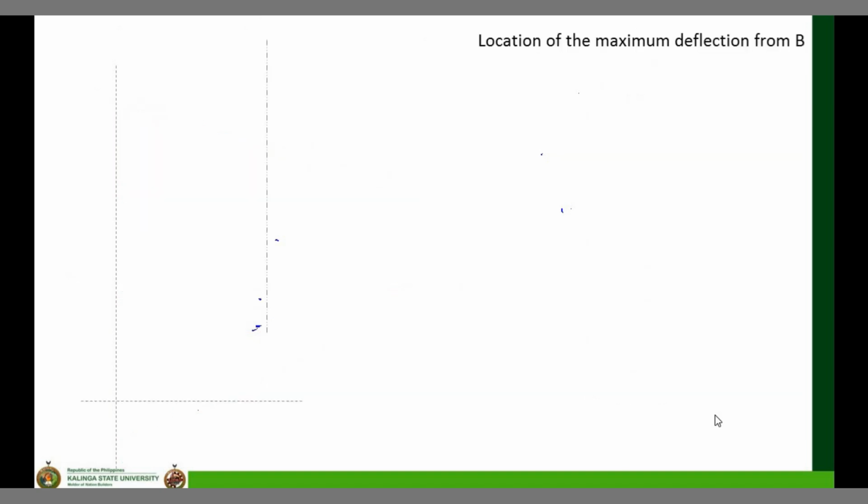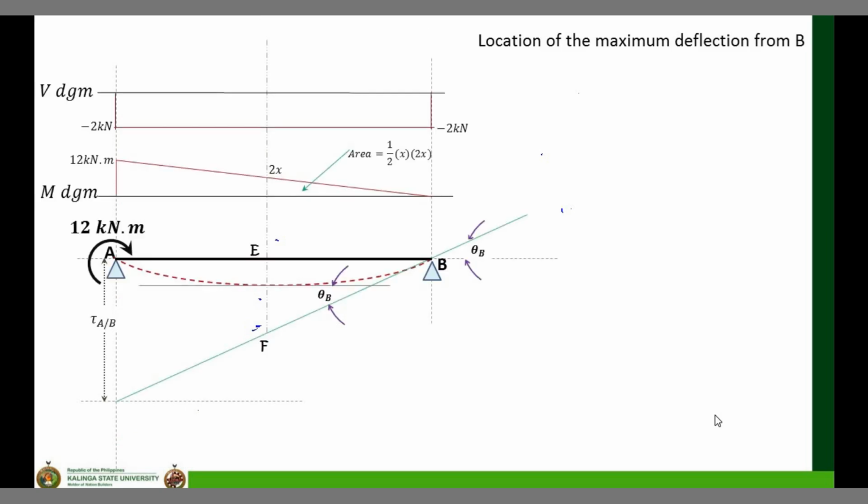And so for the location of the maximum deflection from B, again, if I'm going to draw the shear, moment, and the elastic curve of your beam, let's say for this problem, my maximum deflection is here at point E. Again, my point E is near the midspan. It is not exactly at the midspan, but it is near it. I don't know exactly where my maximum deflection is, but I'll assume that it is at point E.